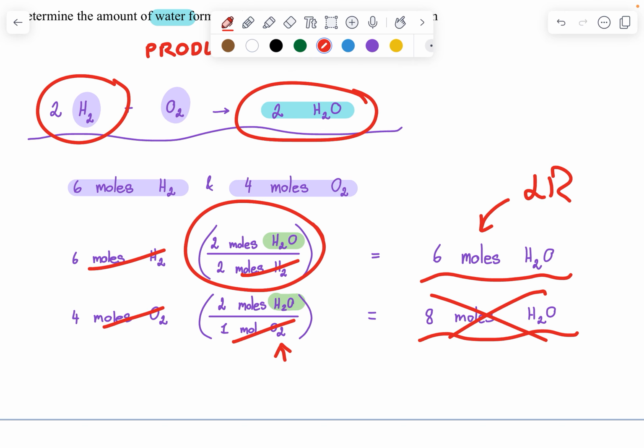That's another point. You don't say, oh, H2O is the limiting reactant, because it might look like that, right? Because we're looking here. But H2 is the reactant that produced that much H2O. So this is the limiting reactant. H2 is the limiting reactant.